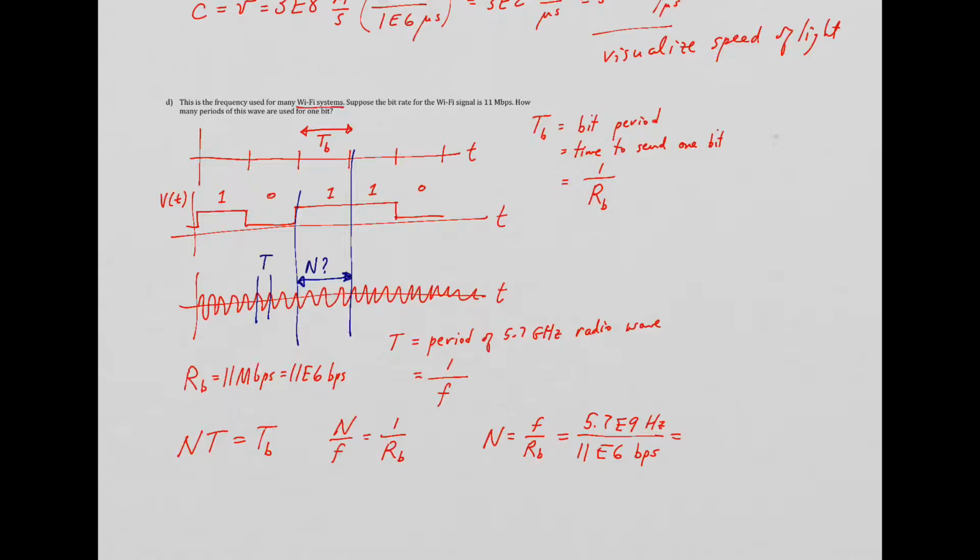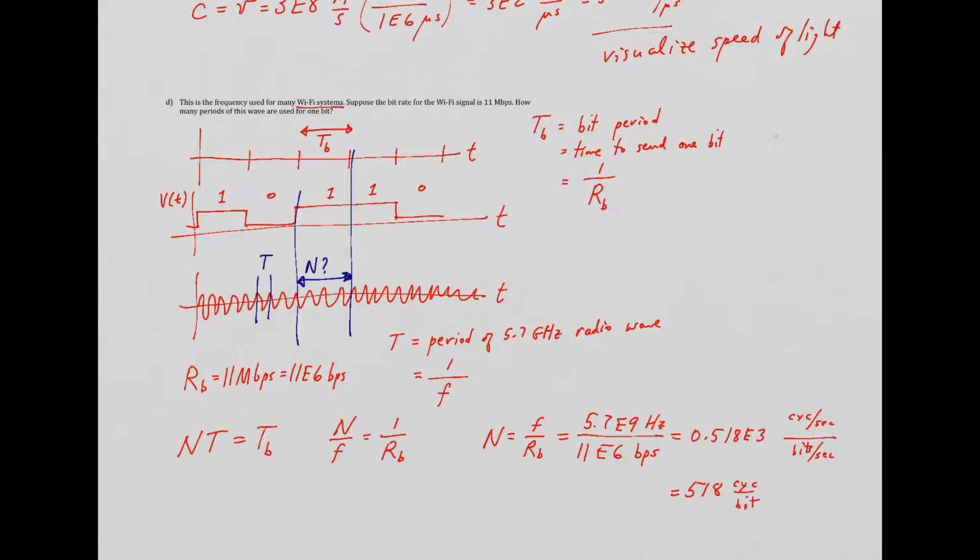And so 5.7 over 11 is 0.518. And this is cycles per second divided by bits per second. The seconds cancel, and I get cycles per bit. 0.518, and I forgot the times 10 to the third, rats. The e to the 3 comes from e to the 9 divided by e to the 6. E3, which is 518. And the seconds cancel, and I get cycles per bit.